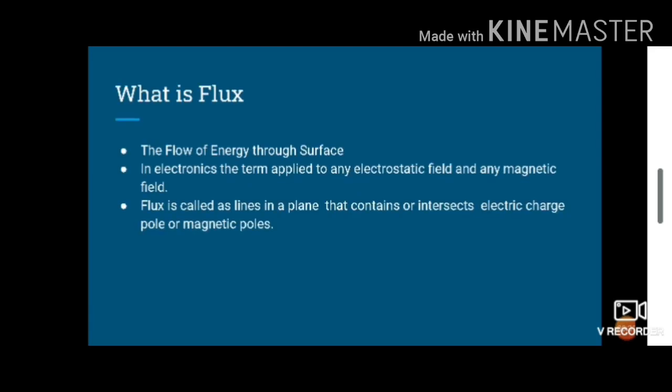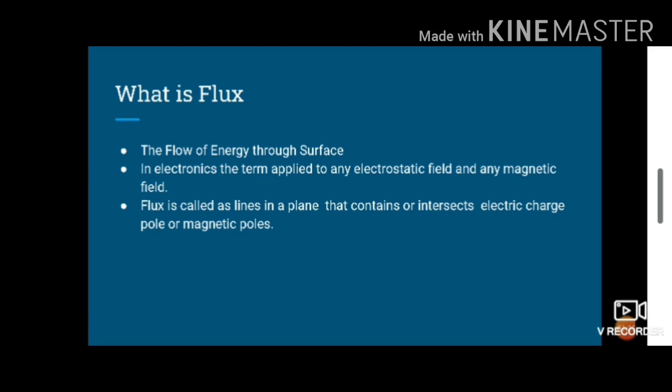So the flux is flow of energy through surface. In electrostatics, the term applies to any electrostatic field and any magnetic field. So actually flux is called as lines in a plane, and those lines may be electric lines or magnetic lines of forces. So this is known as flux. So simply, flux is lines of forces, that may be electric line or magnetic line in electrostatics.